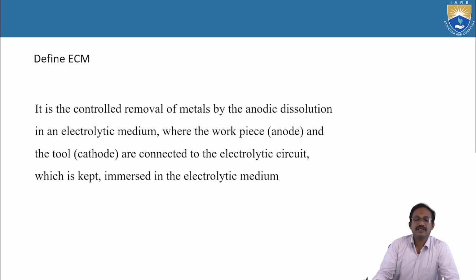Define ECM. It is the controlled removal of metals by the anodic dissolution in an electrolytic medium where the workpiece and the tool are connected to the electrolytic circuit, which is kept immersed in the electrolytic medium. The workpiece is anode and the tool is said to be cathode.